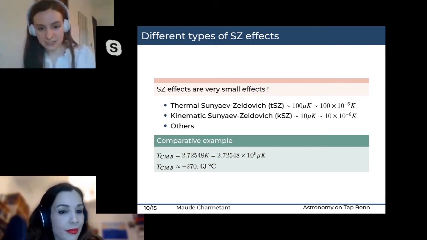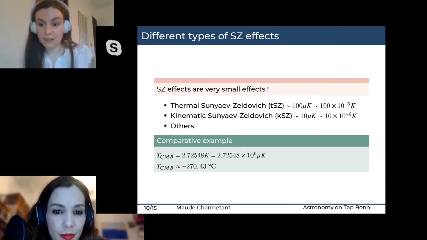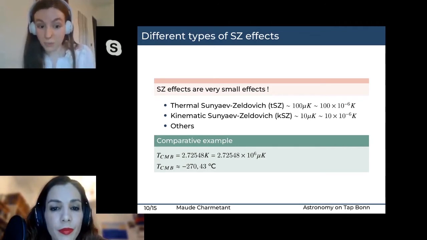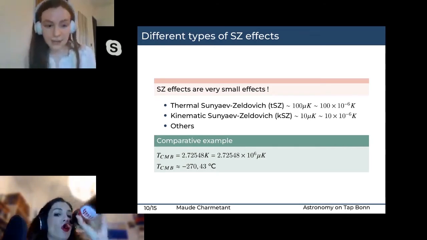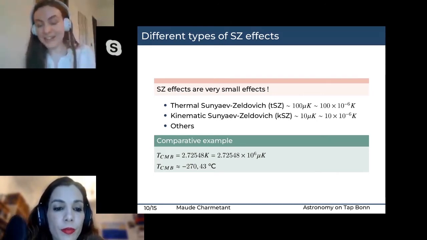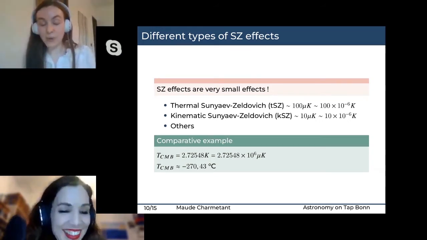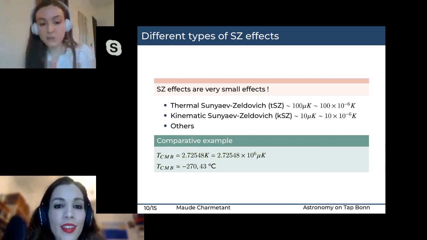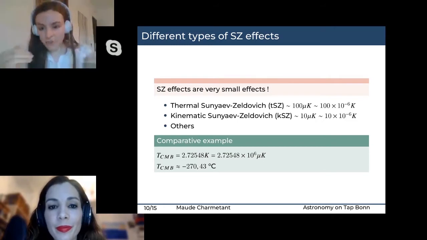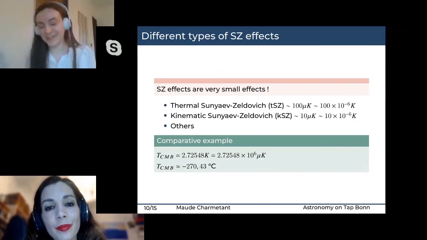I'm going to mention two effects that are really easy to explain: the thermal SZ effect and the kinematic SZ effect. The thermal SZ effect is around 100 microkelvin, so it's really, really small. It's 10 to the minus 6 Kelvin, and the kinematic SZ is even smaller. To give you a comparison, as Eleni said very well, the CMB temperature nowadays is about 2.7 Kelvin, which is roughly minus 273 degrees Celsius. And you have to imagine these effects are 10 to the power minus 6 smaller than that. Of course, the CMB photons are still present in our universe and they are dominating.